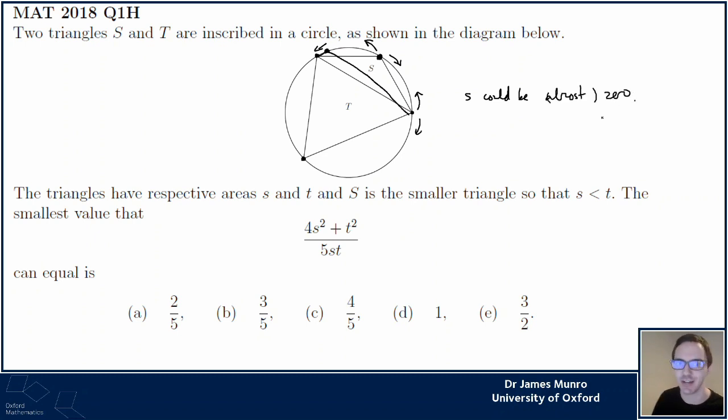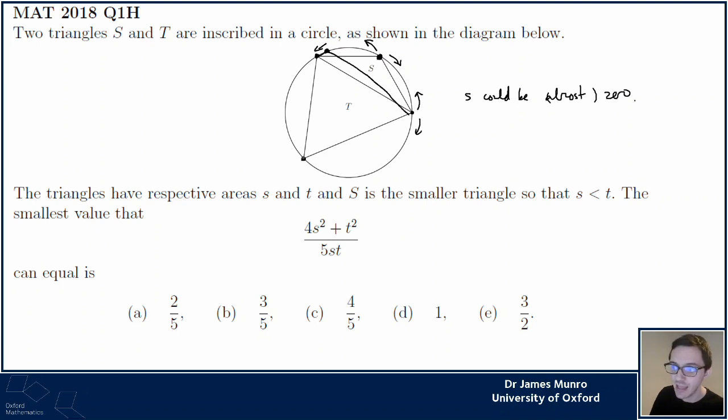Probably not actually 0, because then it's probably not a triangle. But S could be almost 0. It could be any number between 0 and something, where I don't want to think too hard about what the area of this particular triangle is in here.